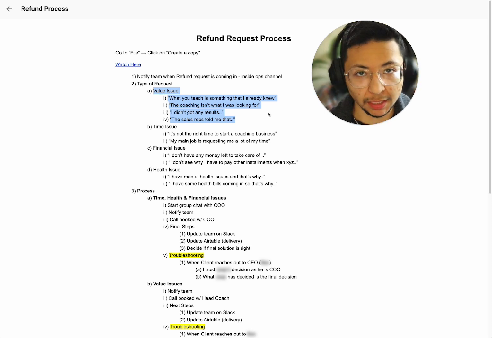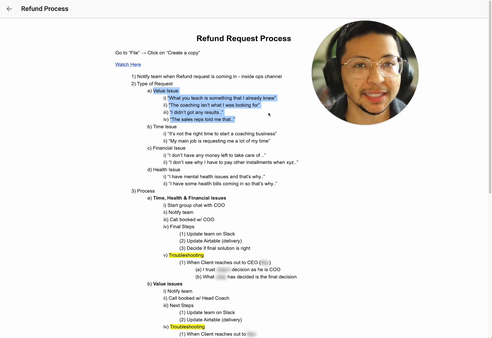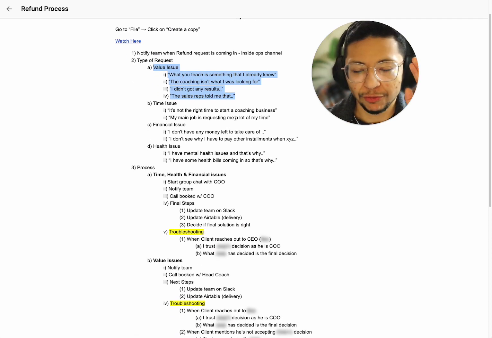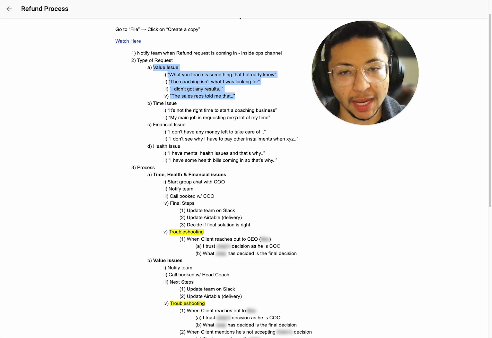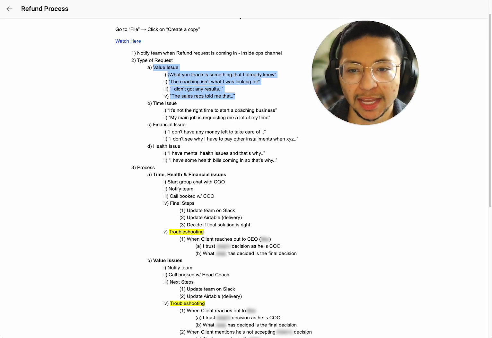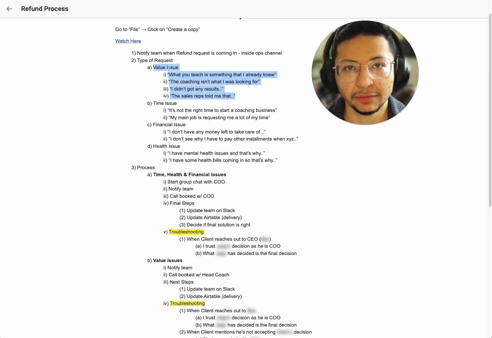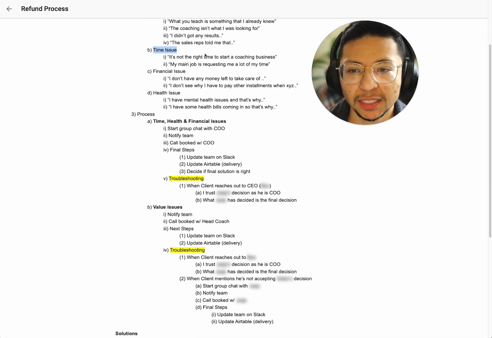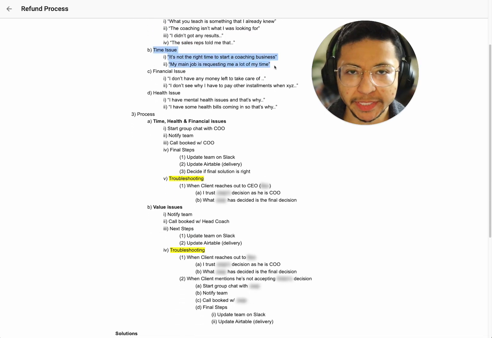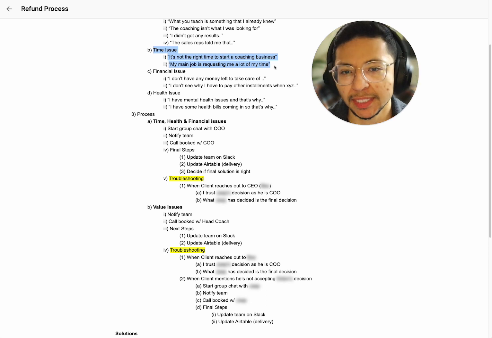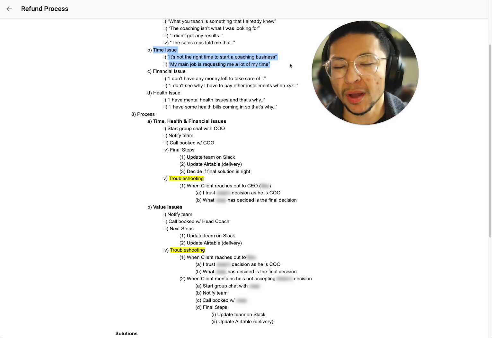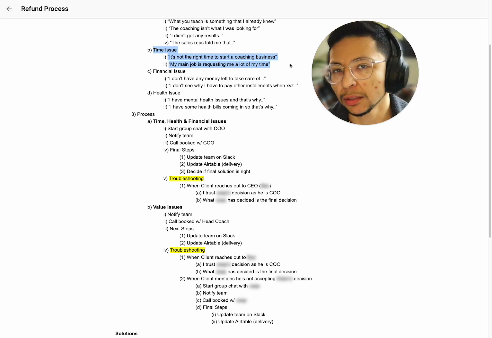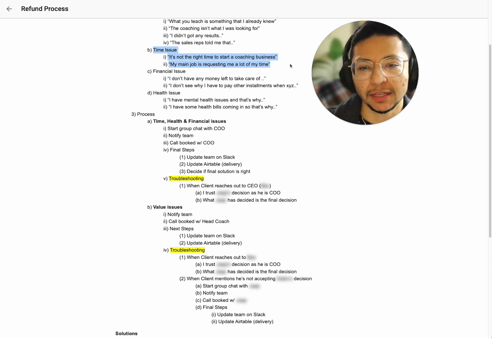That means there was an expectations issue, or I didn't get results. Maybe they don't feel that they got results fast enough, or it's flat out the sales reps told me XYZ, and it likely doesn't match. If that's the case, one of these four bullets under a value issue, it likely doesn't match their expectations from when they first onboarded. If it is a time issue, they're going to say some of the following: either it's not the right time to start a coaching business, or my main job, my 9 to 5, this other obligation, is taking a lot of my time, or I had expected XYZ from myself.